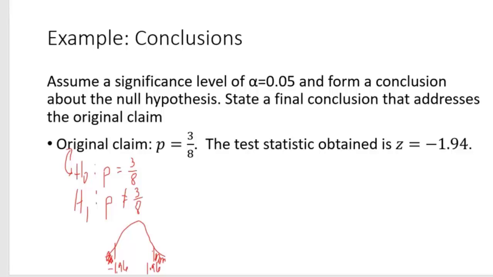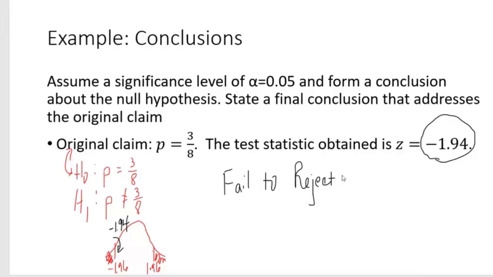Now, our test statistic is negative 1.94. So you need to think about where that is in terms of this little sketch. Negative 1.94 is actually in this area. We have not yet passed that critical value. So we're not in that rejection region. We should not reject. So we are going to fail to reject the null hypothesis.